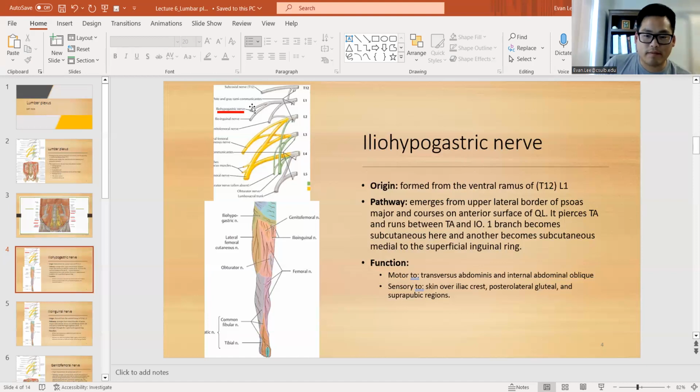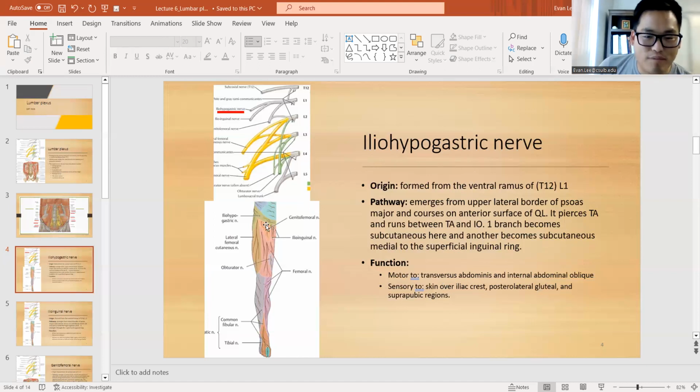So the iliohypogastric nerve is going to be going into the abdominal region. So it will go to the transversus abdominis as well as the internal abdominal obliques, which are two of the layers of your lateral abdominal muscles. And then it's also going to go to some regions along the pelvis for sensory. So it'll go over the skin along the iliac crest. So that's where the ilio is. It's going towards the ilium. But then it's also going to go along the posterior gluteal region as well as the suprapubic regions. So above the pubic regions as well as along the top back sides of the gluteal region.